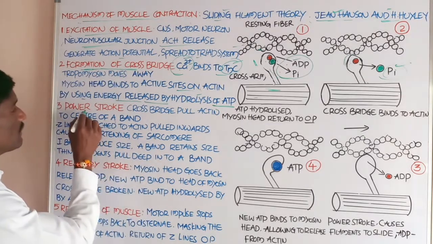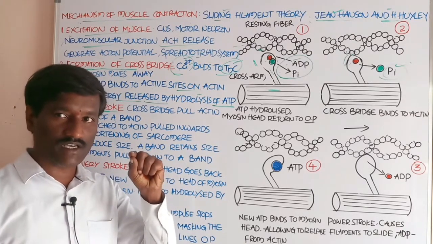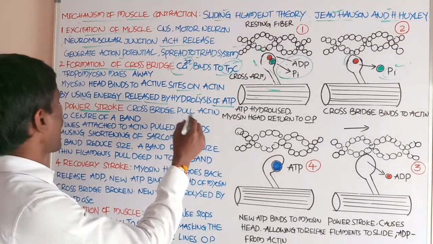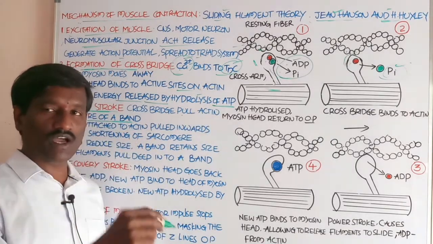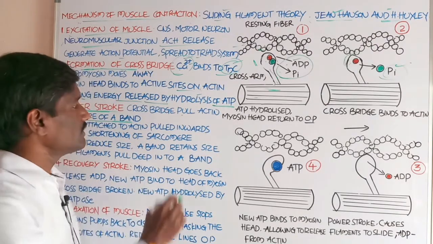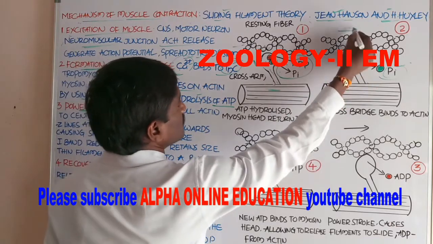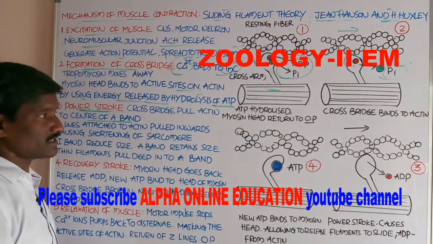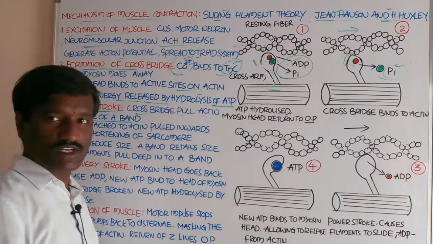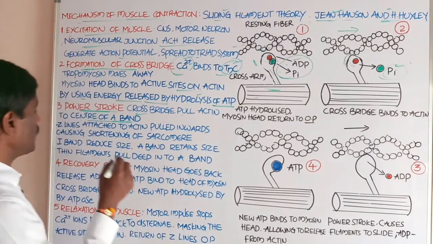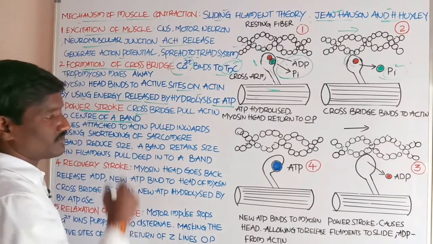Next, another one is the power stroke. What about the power stroke? That is, the cross bridge pulls actin to the center of the A band. Already you know about the A band and the I band. This is the cross bridge. It pulls the actin filament into the center of the A band. Okay, student, and Z lines are attached to the actin filament.